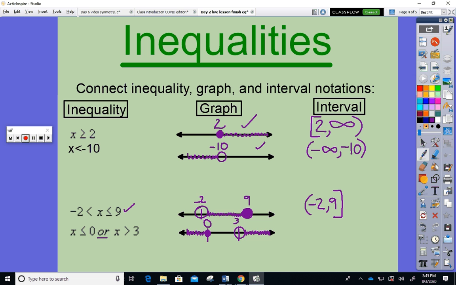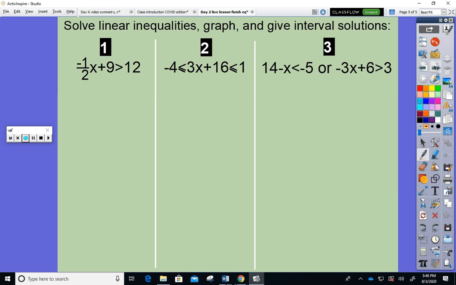Last but not least, the last graph shows two separate shaded regions, so there are two separate intervals. The first shaded region here goes from negative infinity to a bookend at 0. And I don't want to say or. You use or when you do inequalities. You do union when you want to join intervals. The second shaded region starts at 3 on the left and goes forever to the right. So that's just a reminder of how you write interval solutions.